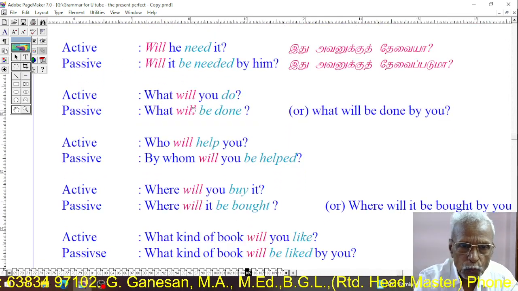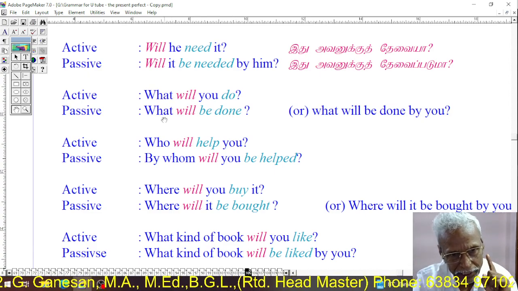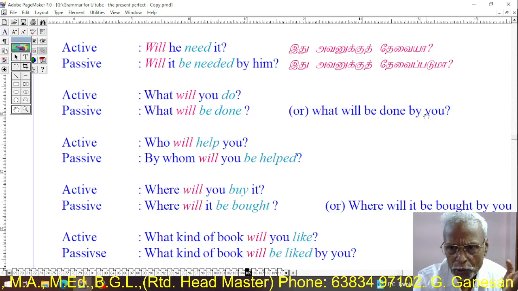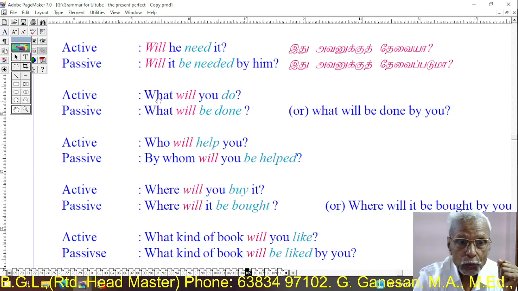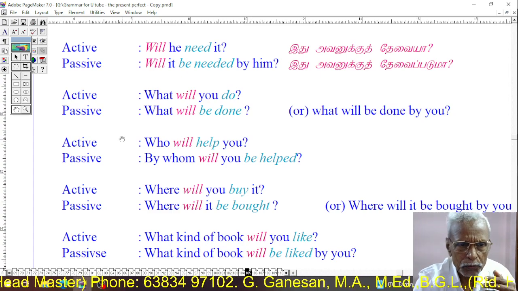What will you do? What will be done? Here what is the object as well as the question word. Here what is the subject as well as the question word. We may use by you, or we may leave it. What will you do? What will be done by you?